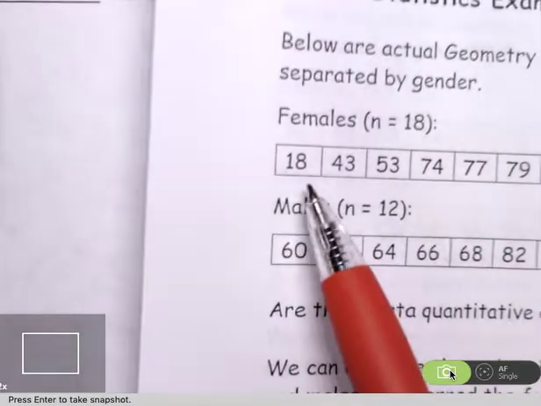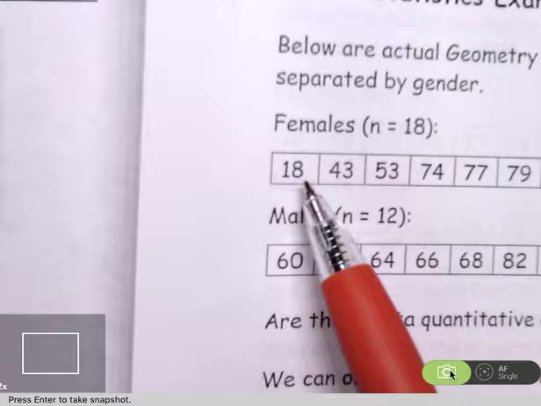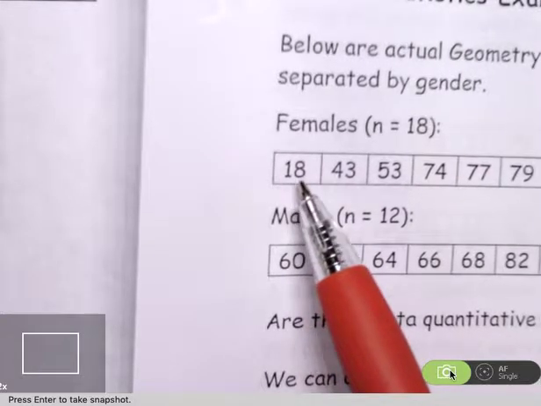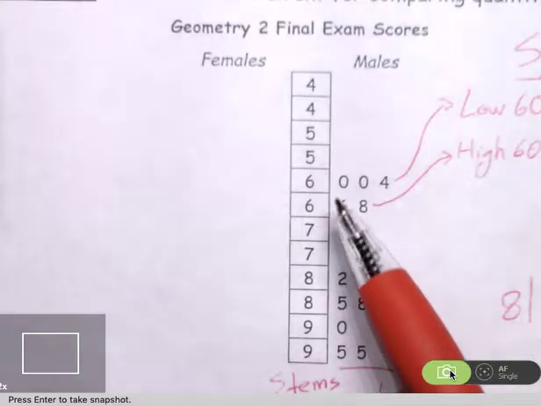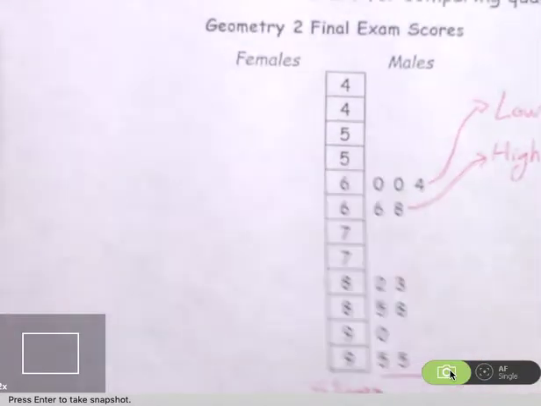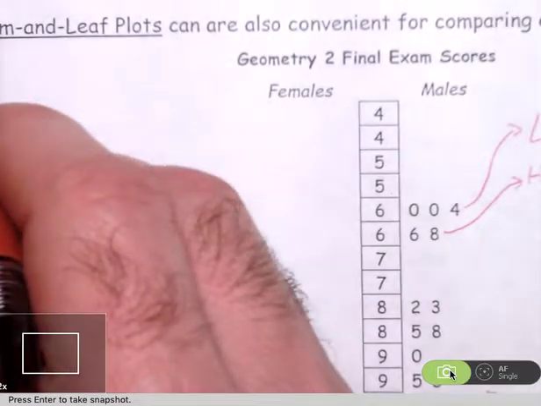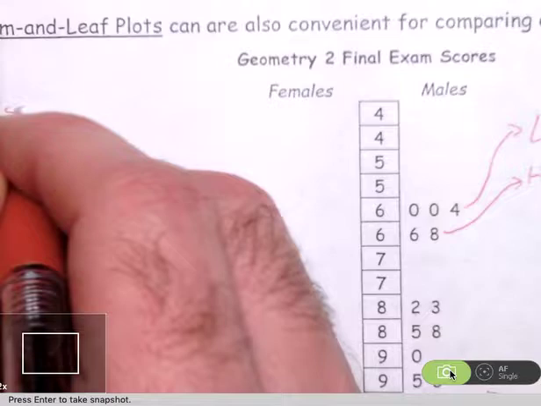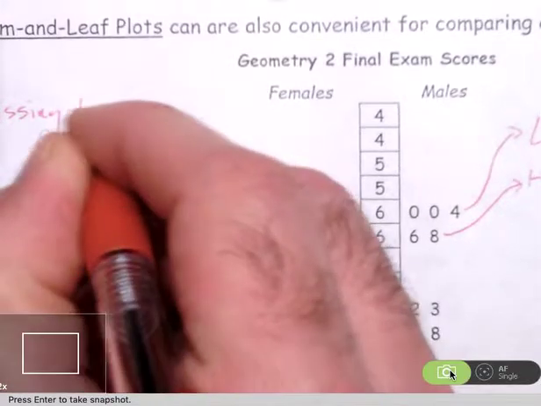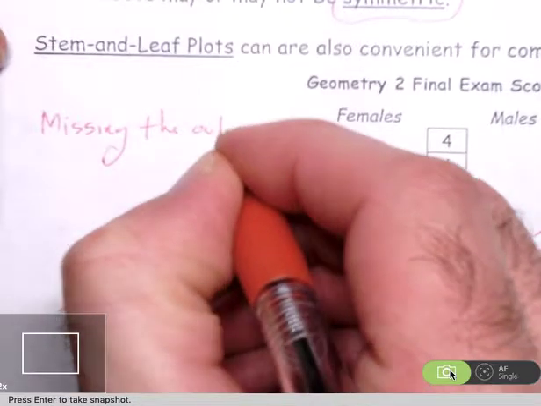Understand there was one female that scored 18%, which is relatively low, and that's okay. We considered this an outlier, so I didn't want to have to make stems all the way back into the teens. So we know we have an outlier. I'm going to admit that over here. So we are not graphing it. The graph is missing the outlier at 18%.